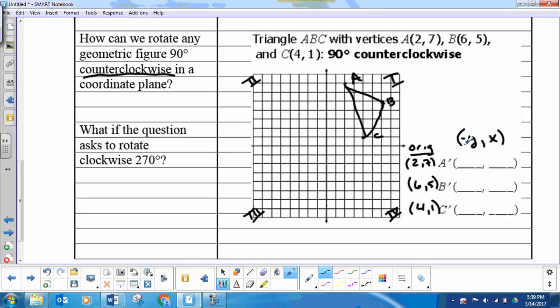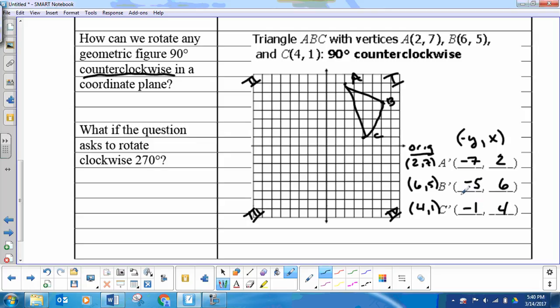It tells me that whatever my X value was is going to live in the Y value when I create the image. So I'm going to go ahead and take all my X's that were here and dump them into the Y section based on the way this rule works. So for the A prime, we're going to have 2 in the Y, B prime is 6 in Y, and 4 for our Y for C prime. And then to determine our X value, the rule says it's going to be negative Y. So whatever our Y value was becomes a negative, and it lives in the X location. So I'm just going to input that information here.